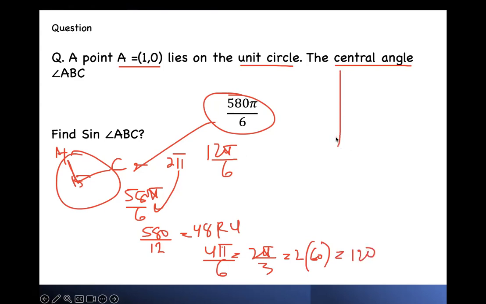Then you go back to your unit circle. 120 is here. And we have sine. Sine here is actually positive. And therefore, the answer is positive square root of 3 over 2. These are numbers that by the end of this video, you will know. This is question 2. I hope you mastered them.